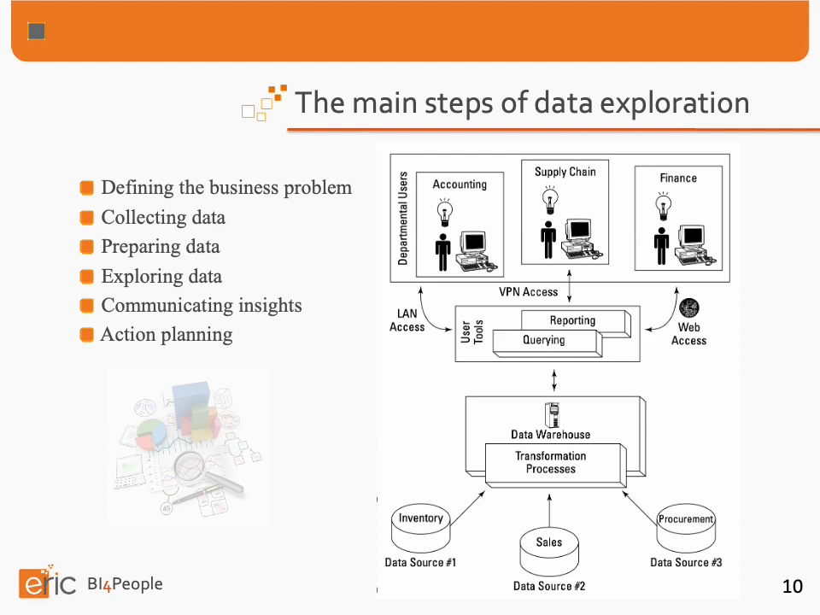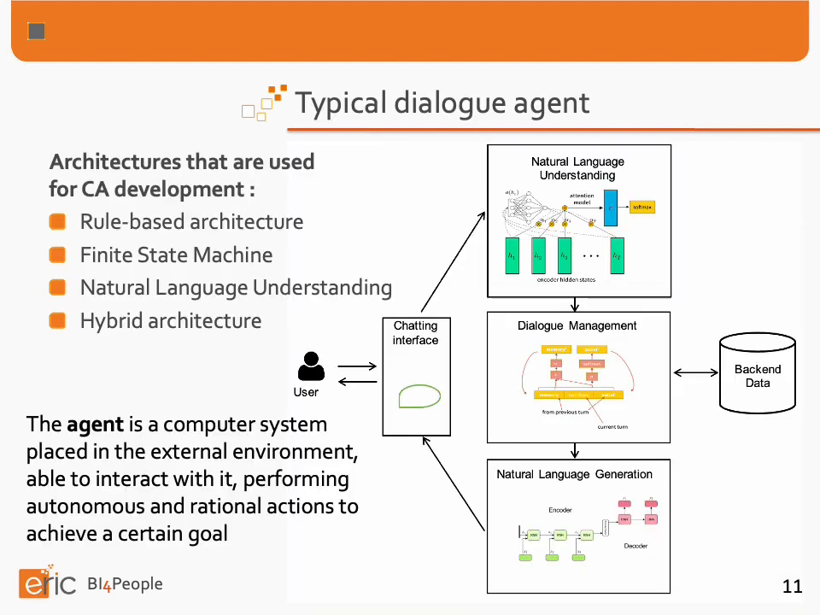conversational agent development. Rule-based architecture uses a set of predefined rules and decision trees to understand user inputs and generate responses. Finite state machine architecture uses a set of states and transitions to model the conversation flow. Natural language understanding architecture uses machine learning algorithms to understand user inputs.